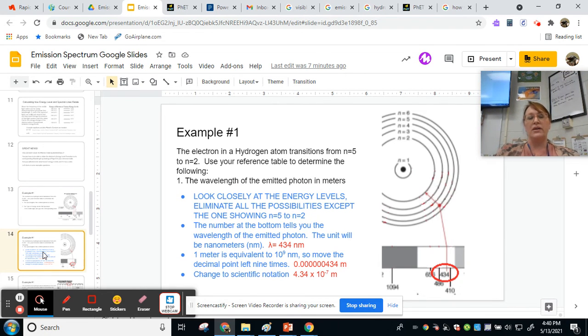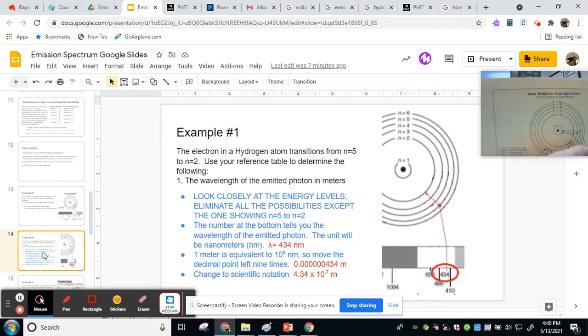So question number 1, it says the atom has an electron that transitions from n equal 5 to n equal 2. So look very closely. Find the n equal 5 ring, find the n equal 2 ring, follow your finger around. Ignore all of these other lines. There's so much information packed into here, okay? You got to eliminate things.